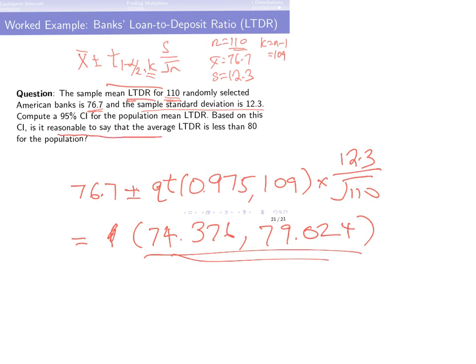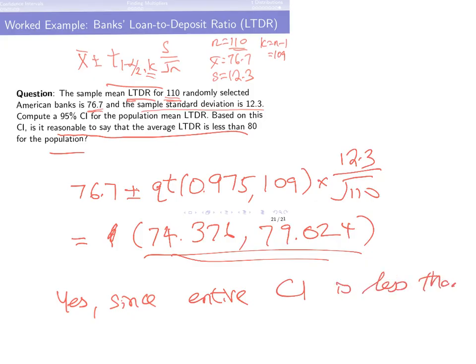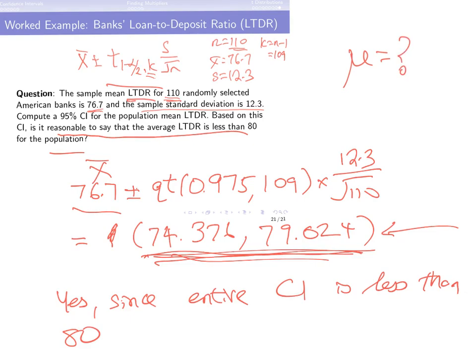Sometimes you might ask, is it reasonable to say based on this interval that the average LTDR is less than 80 for the population? Yes, since the entire confidence interval is less than 80. The way we interpret this is that any value within this range is plausible for mu. Remember that this represents the sample mean; we have no idea what the population mean is. So we say we're pretty sure that the population mean is between these values, and any value is going to be less than 80. So it's reasonable to say that the population average is less than 80.